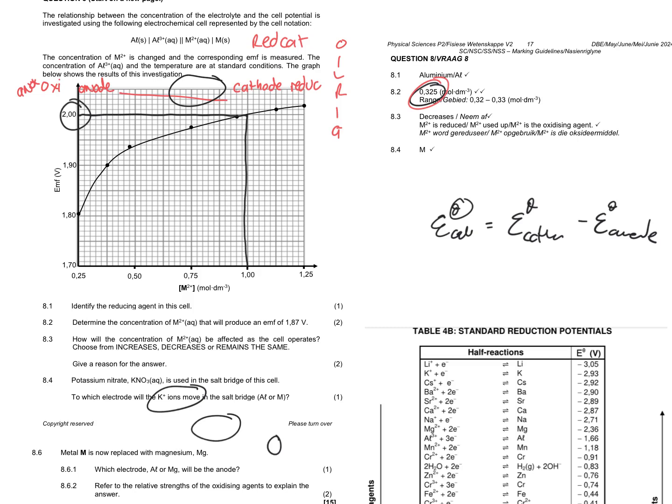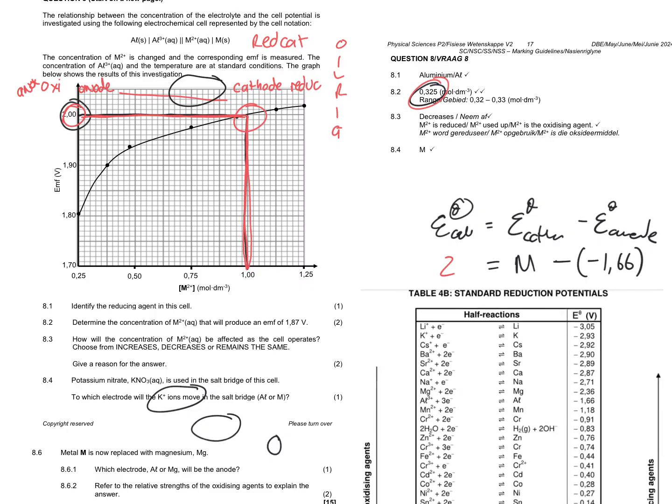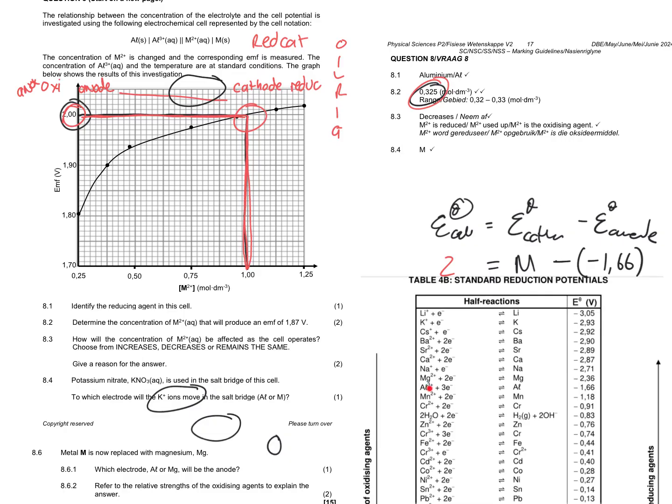So anyway, we got the 2 volts off of the graph, because we know that the standard concentration for these things is 1 mole per decimeter cubed. If we didn't know that, we just guessed that, because 1 is a nice number. So the EMF for this cell is 2. The E of the cathode is what I'd like to work out. And the E of the anode is minus 1,66, because that is aluminium. Always be careful that you're using the correct one. Aluminium only has one version, but always just be careful. How do I know I'm using the correct version? This thing in the beginning told me there was Al and Al3 plus. This is Al3 plus, this is Al. So this is the one I want to use.